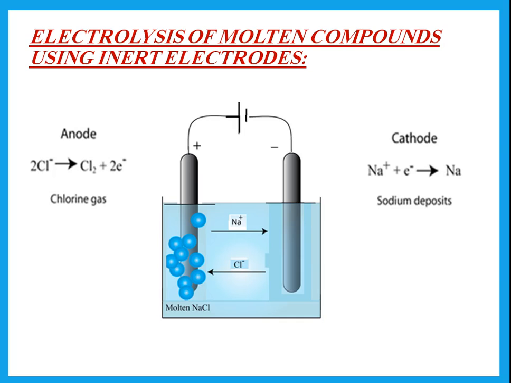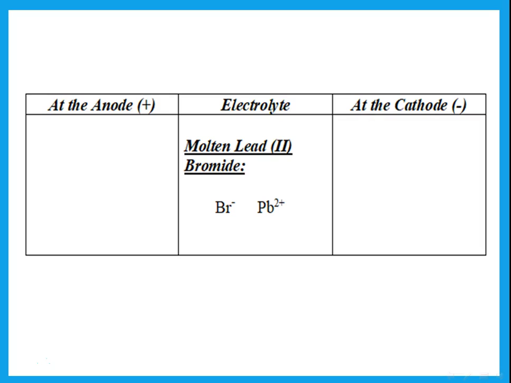Now if we say what is formed at the cathode, or name the substance formed at the cathode, it's sodium metal. What is observed if we see sodium metal? Remember, if a metal collects at the electrode, then what is observed is silvery metal or silvery gray metal.